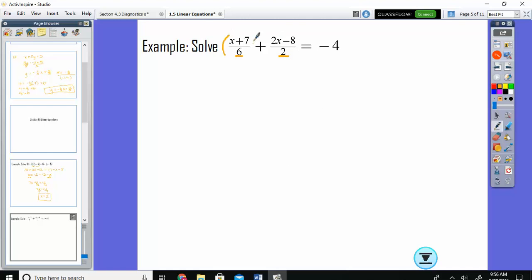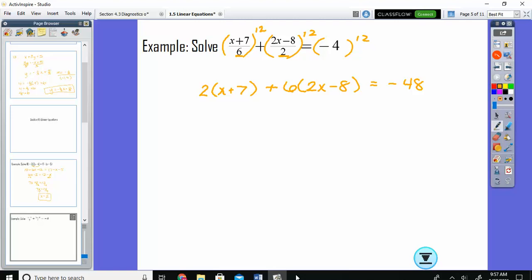12 would work. So if you do that, you have to take everything times 12. All 3 pieces. So take all of those times 12 because we're doing it to both sides. 12 divided by 6 is 2. So that leaves us with 2 times the x plus 7. 12 divided by 2 is 6 times my 2x minus 8. And -4 times 12 is -48.